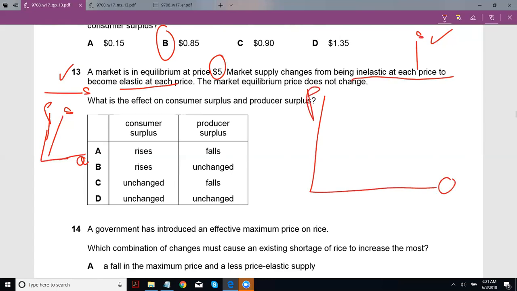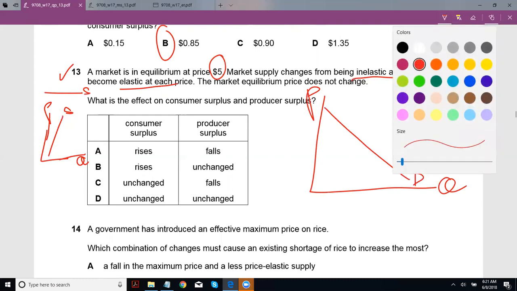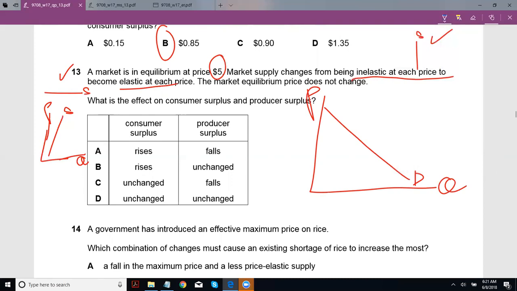So if we draw the diagram, this is your price and quantity, and this is your demand curve. I'll draw all the old stuff in blue. The supply was perfectly inelastic before, and that gave you an equilibrium where you had $5 as your market equilibrium price. And now I'll draw the new stuff in green. They want to make sure that your equilibrium price is unchanged, which is why I've drawn it so. And this is your new supply curve, which is elastic at every price.